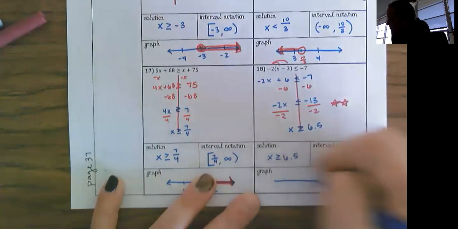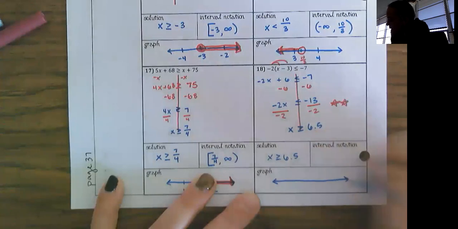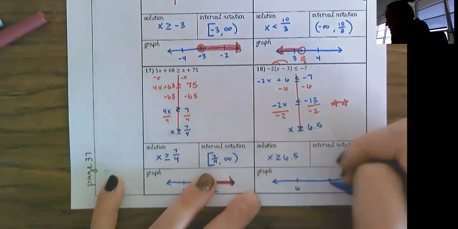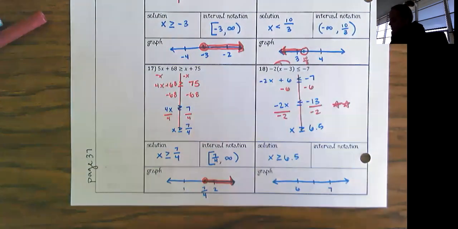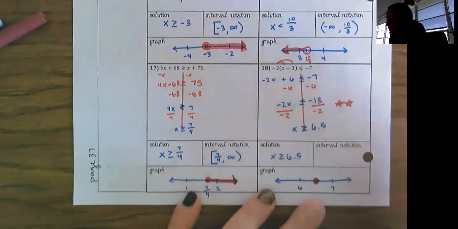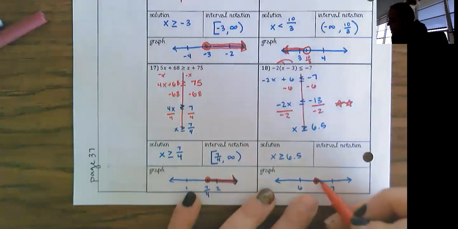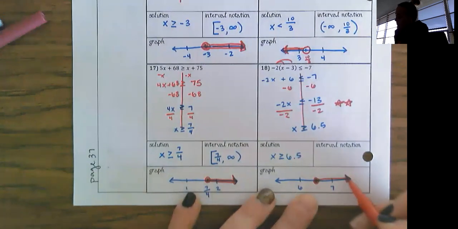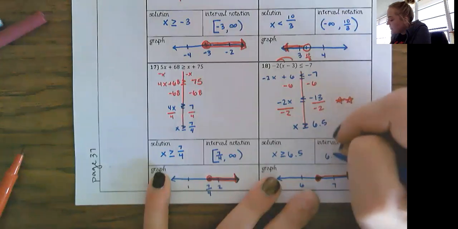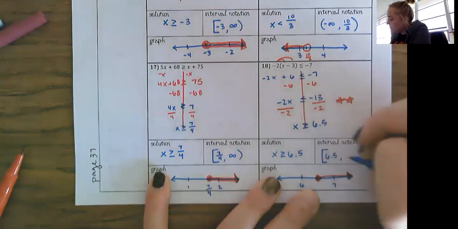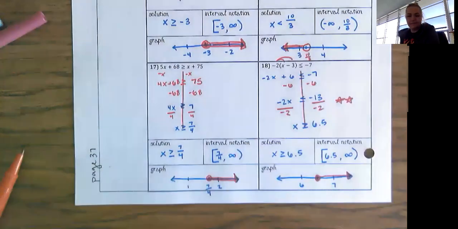My graph, I can put a 6 here, I can put a 7 here, and I know 6.5 is in the middle. That is going to be a closed circle at 6.5, and it says x is greater than that, so we shade everything above the 6.5. My interval would be 6.5 with a closed bracket up to infinity because it heads to the right.